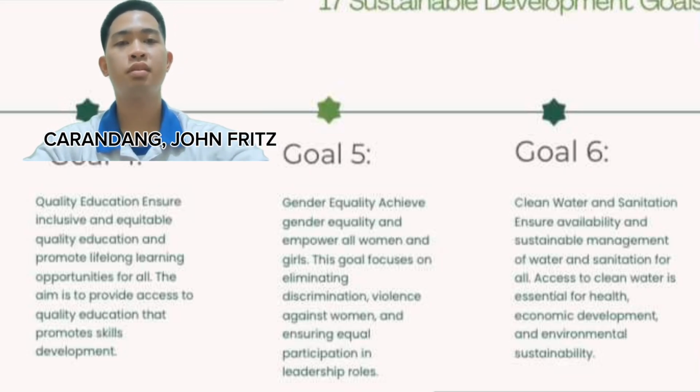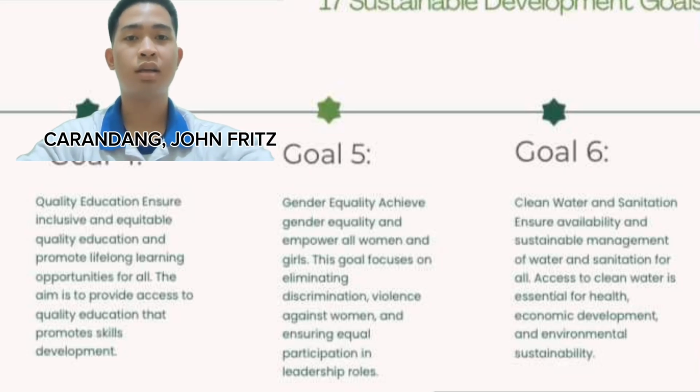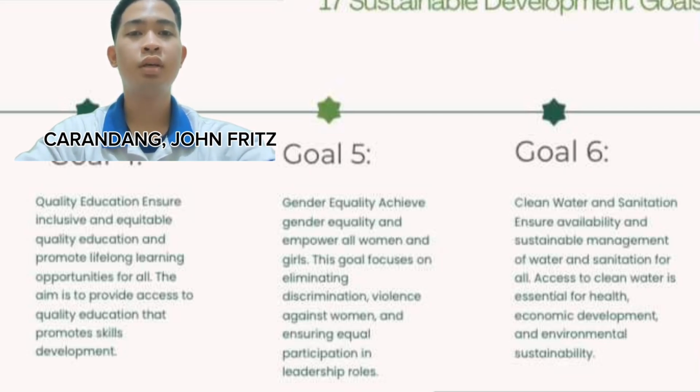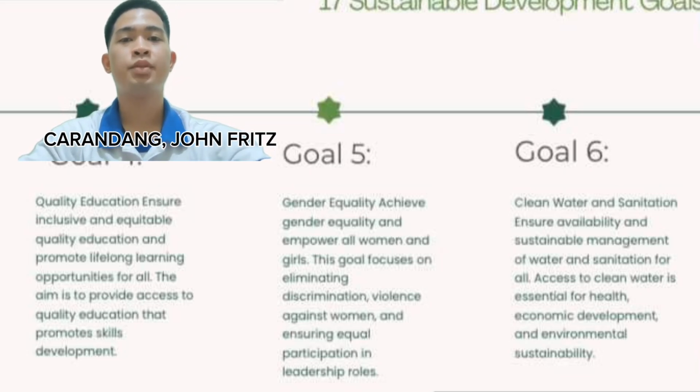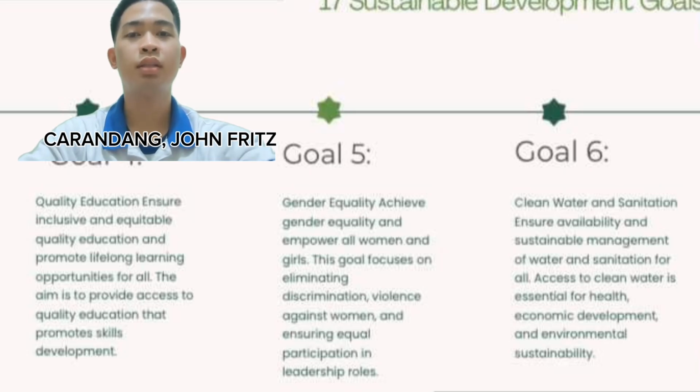So an example of this is free primary and secondary education. In several countries, this is a direct response to Goal 4, where governments have made significant efforts to reduce barriers to education. For instance, some nations have abolished school fees to enable children from low-income families to access education, ensuring that education is more inclusive and equitable.